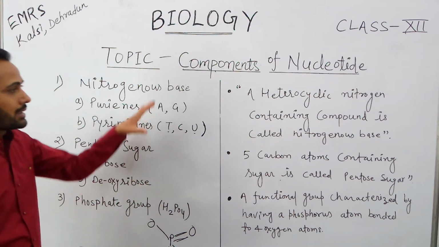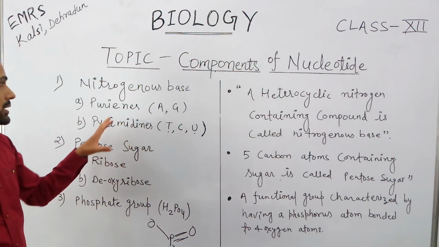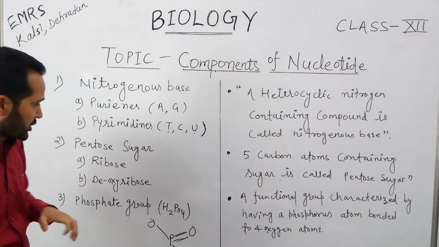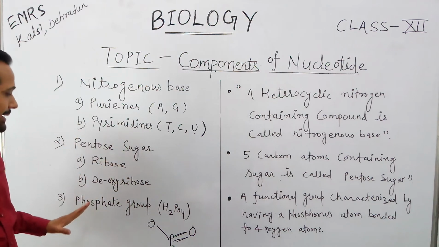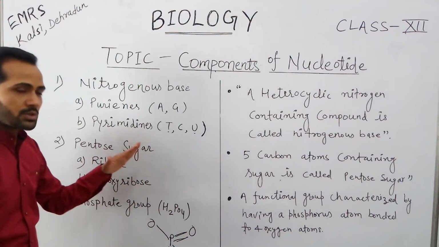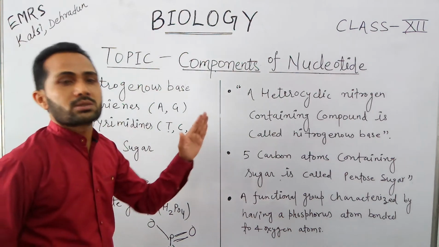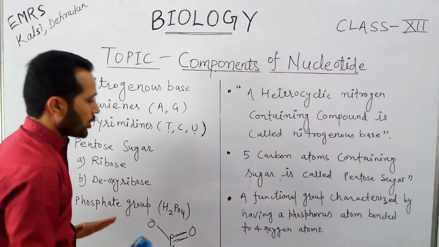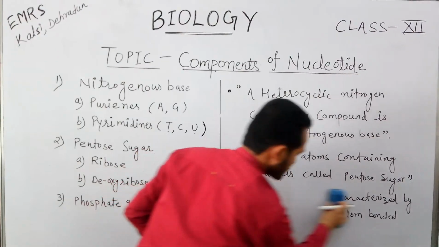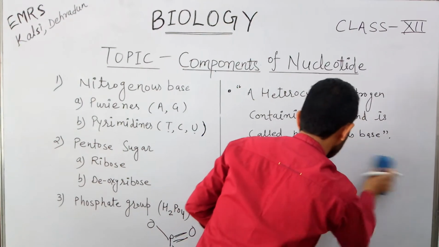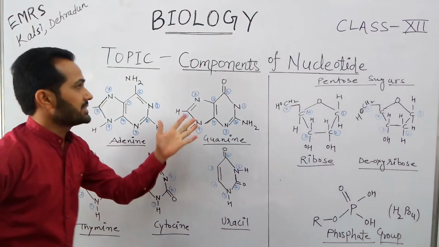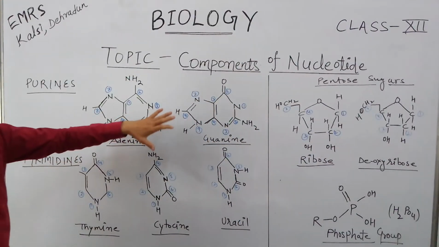Now we will study their structure. What is the structure of the purines and pyrimidines, means adenine, guanine, thymine, cytosine and uracil? What is the structure of ribose and deoxyribose, and what is the structure of the phosphate group? So now we will study the structure of these 3 components of our nucleotide. So these are the structures of the components of nucleotide.